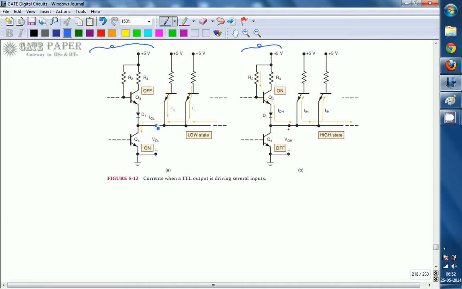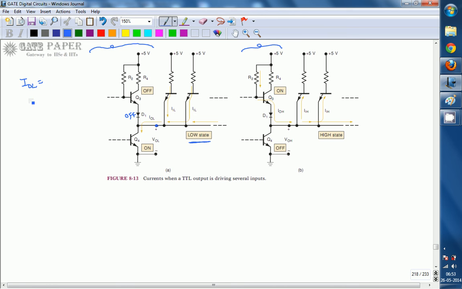Let us assume the output node is at low state. At that time Q4 will be in the on condition and Q3 will be in the off condition. Both transistors are in opposite states: if one is on, the other will be off, and the diode will also be off. By that time it can act as a sink, so this is the low level and this is the output. Q4 acts as the output transistor.